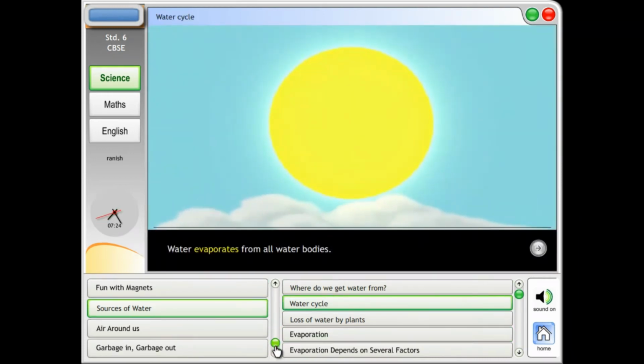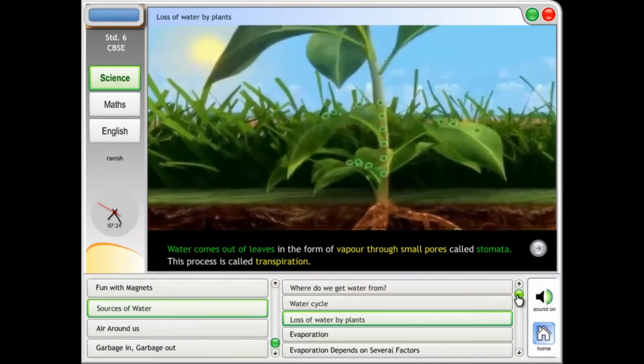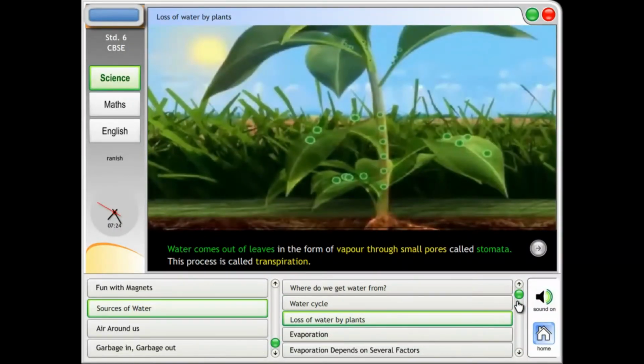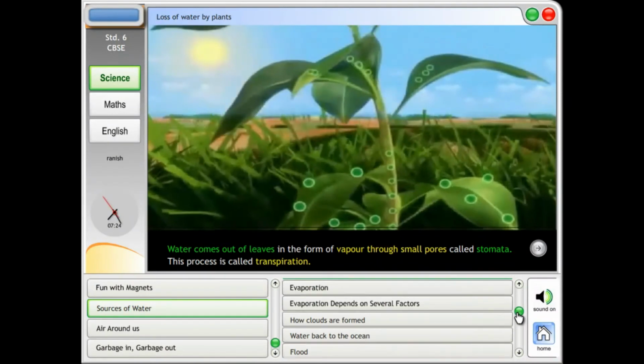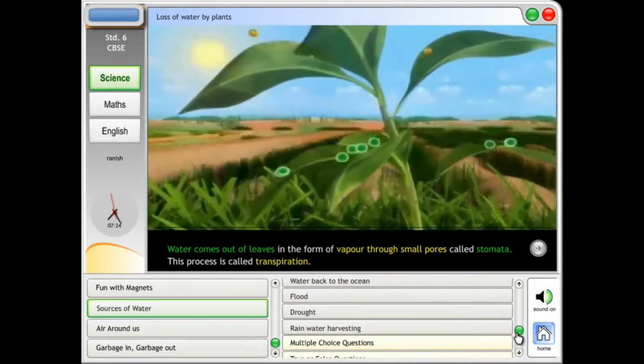Water cycle. Water evaporates from all water bodies. Transpiration. Water comes out of leaves in the form of vapor through small pores called stomata. This process is called transpiration.